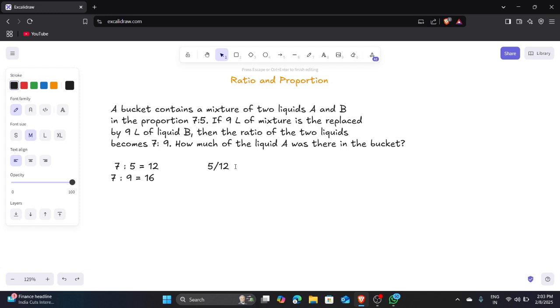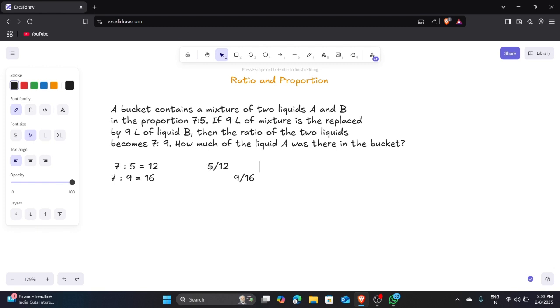Similarly, we convert it into this much. After 5 it is 9. So 9 by 16 is now the final quantity of liquid B. And what we added was 9 liters of liquid after replacing the mixture. Initially liquid B is in the mixture in this compound, mixed with the other liquid, but when we add 9 liters, that is nothing but a pure thing.